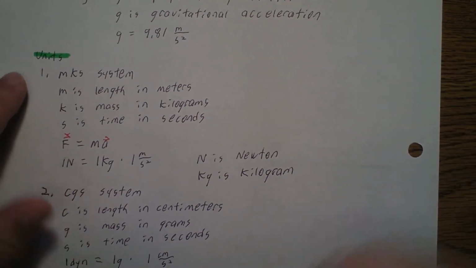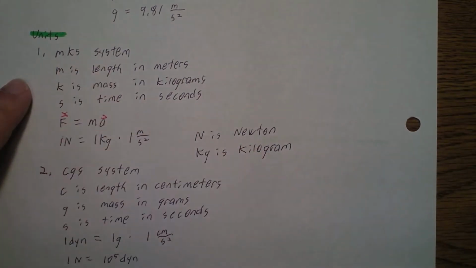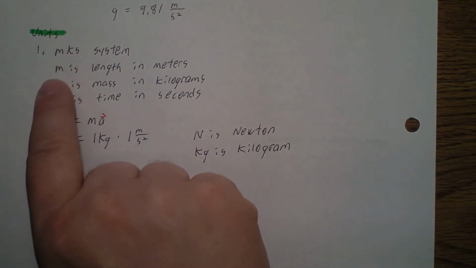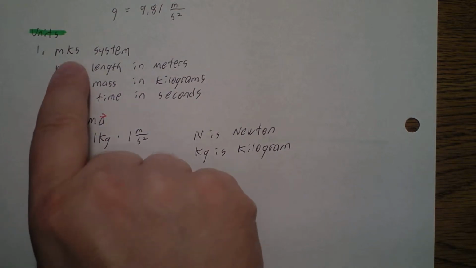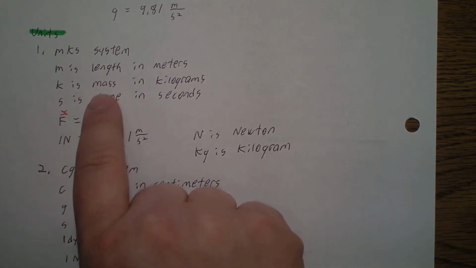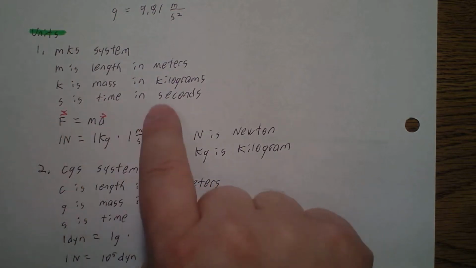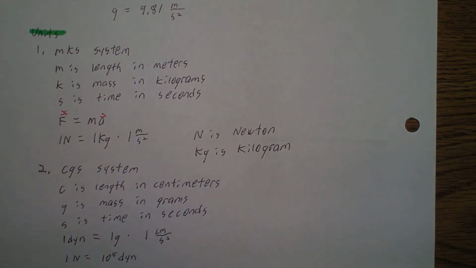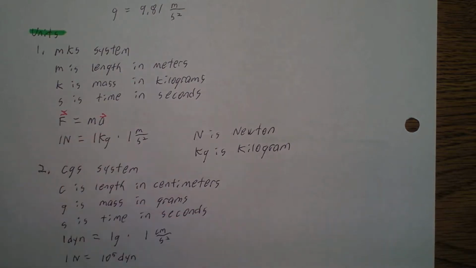Next would be units. There are different unit systems. For example, the MKS system, which is similar to the metric system. M in this case means the length is in meters. The lowercase k in this case means the mass is in kilograms, and the lowercase s in this context means the time is in seconds. Now, just like we had before, the force is equal to mass times acceleration.